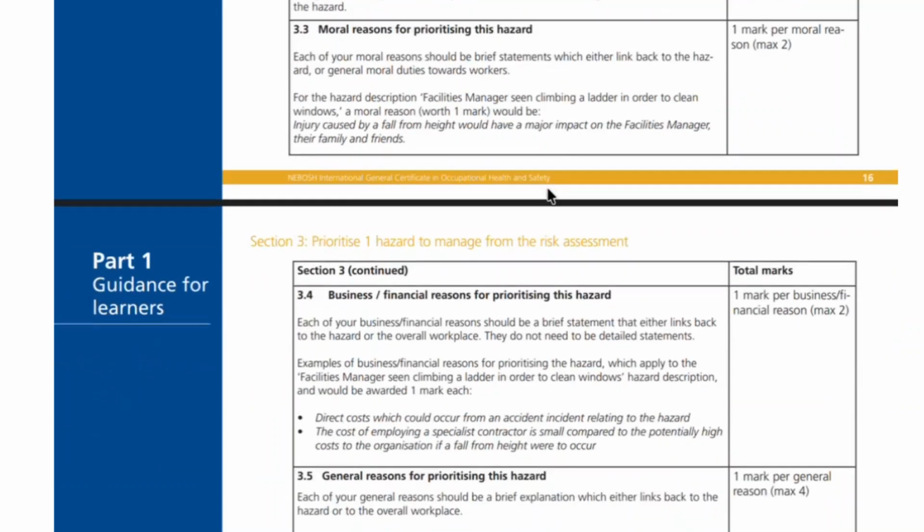Then going to 3.3, moral reasons for prioritizing the hazard. Moral reasons, we have covered in element 1 itself. Okay, the moral reason, legal reason, and financial reason, we have covered it. So for the moral reason, you need to mention how the individual is going to get affected, how the family members are going to get affected, how their friends and family are going to get affected morally, and what are the moral duties of the employer. So you can add that information over here.